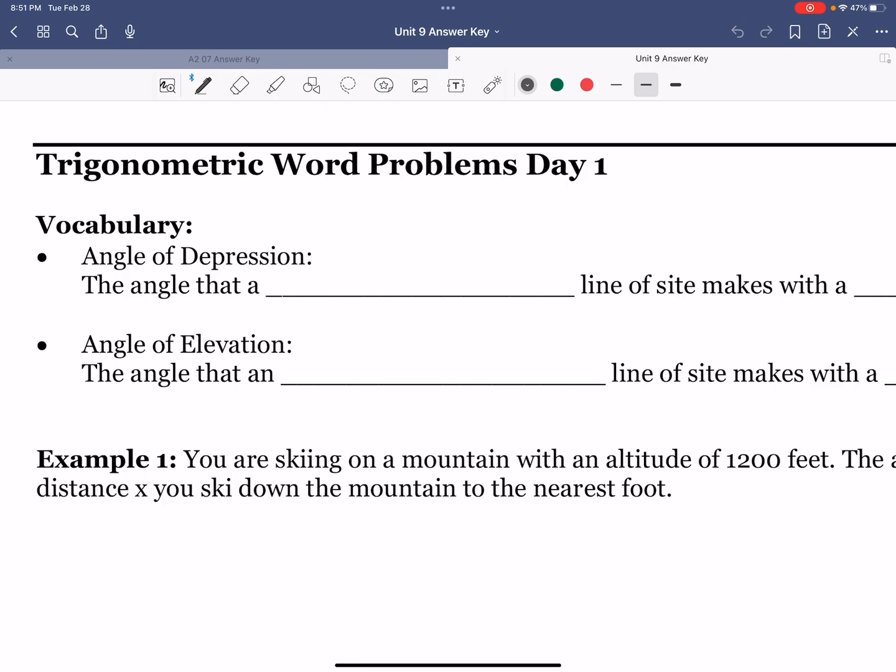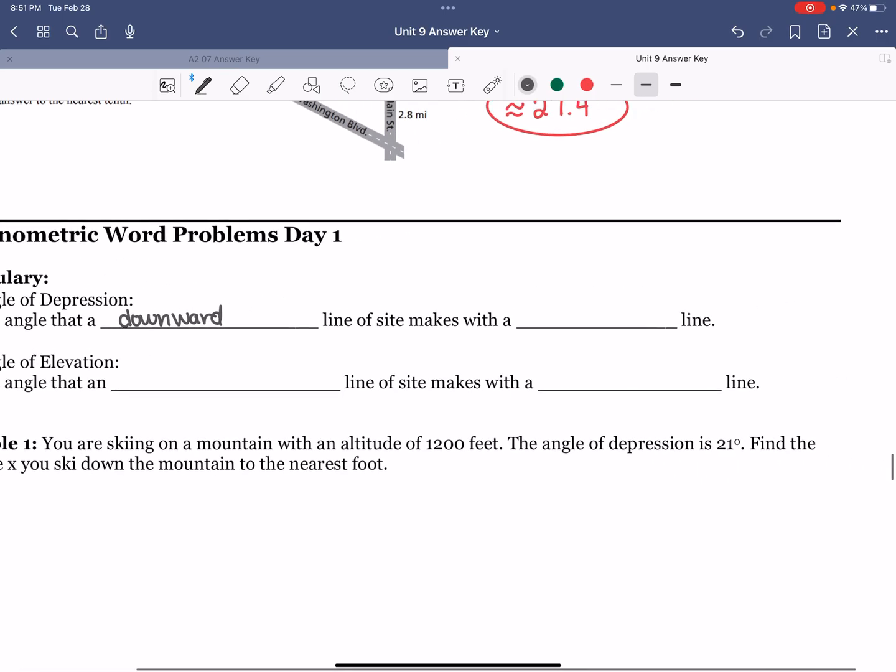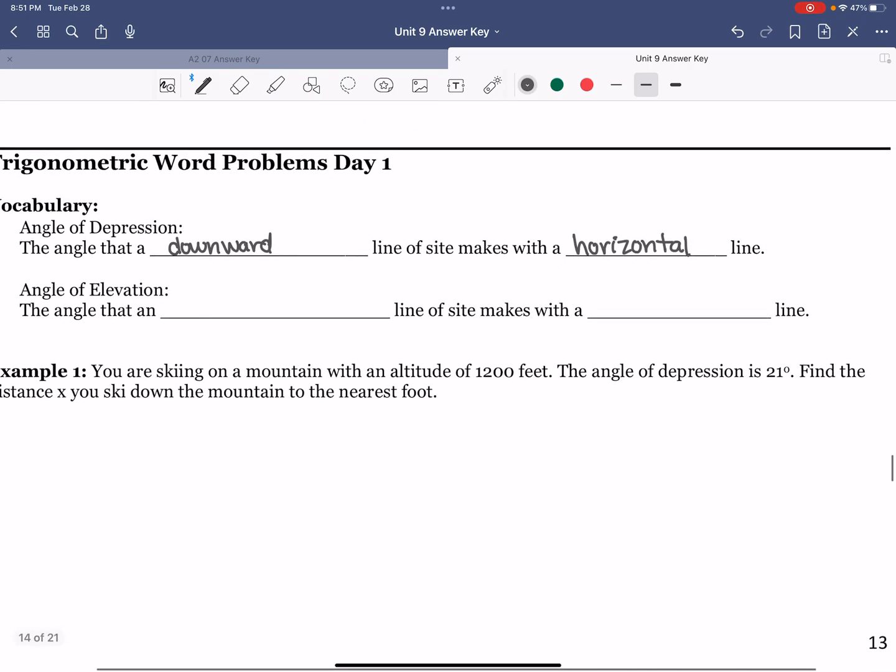An angle of depression is an angle that a downward line of sight makes with a horizontal line. Likewise, an angle of elevation is an upward line of sight that makes with a horizontal line as well.